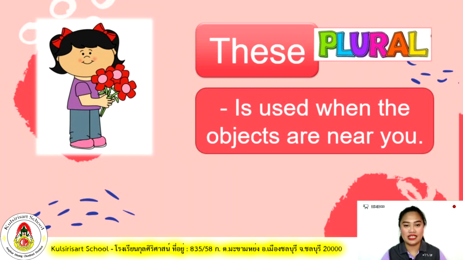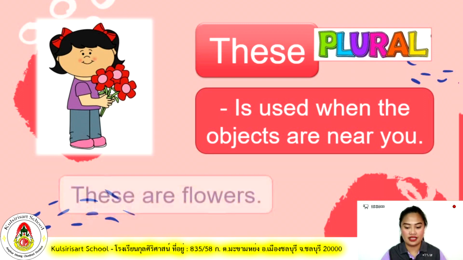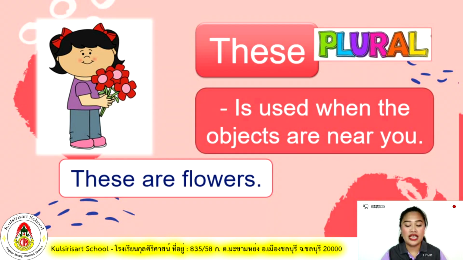Now let's read again the definition together with teacher. Okay? These is used when the objects are near you. Okay, let's read the sentence. These are flowers. These are flowers. Your turn.